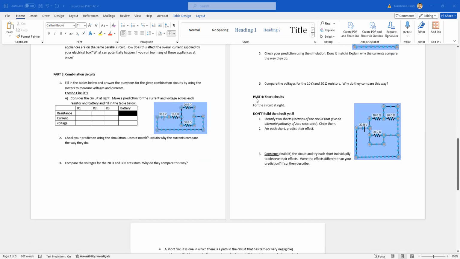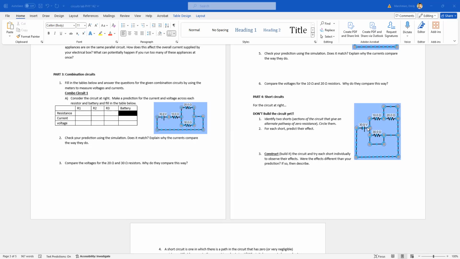And then in part 4 is a short circuit. So you're going to look at the circuit and identify the spots where you have shorts in your circuit. And those are spots where there's zero resistance. So I'll give you one answer.